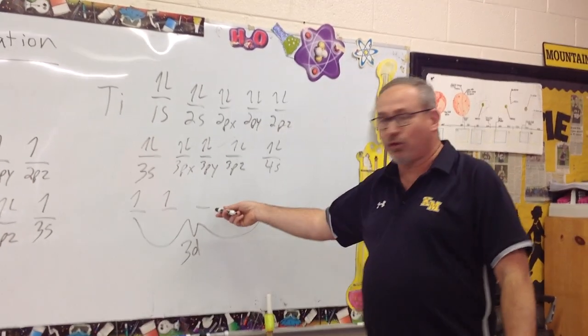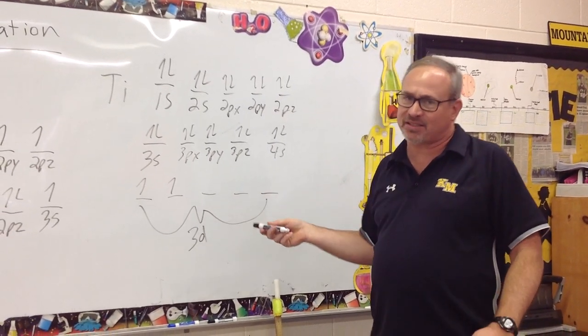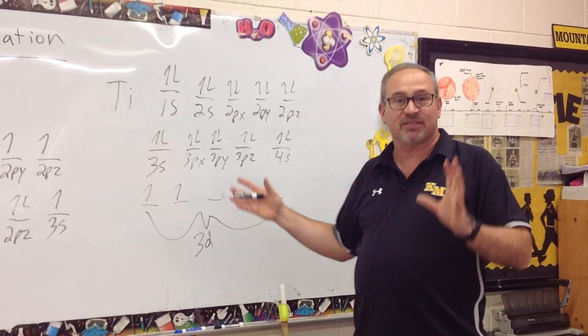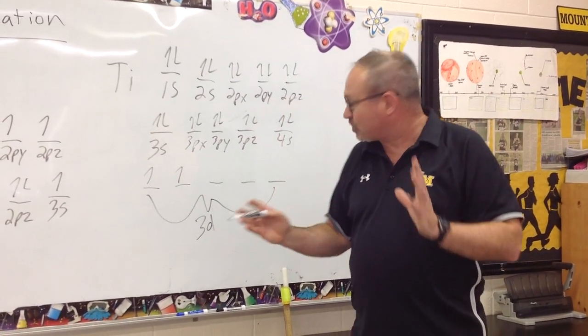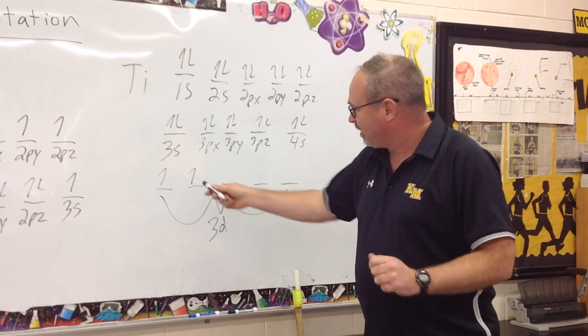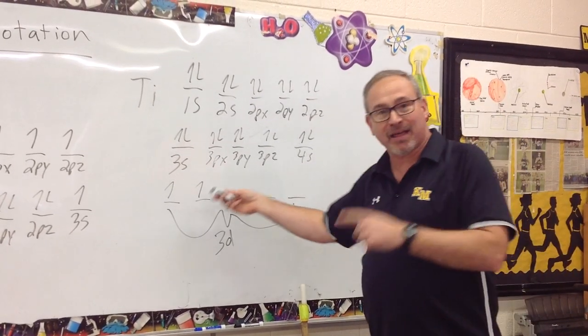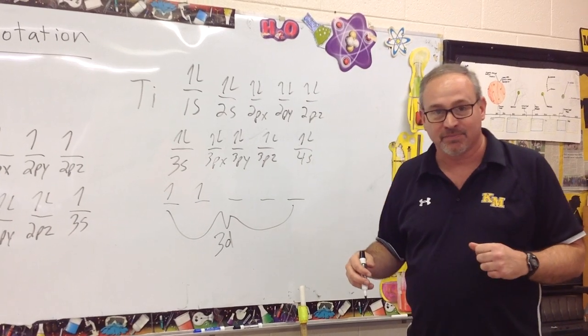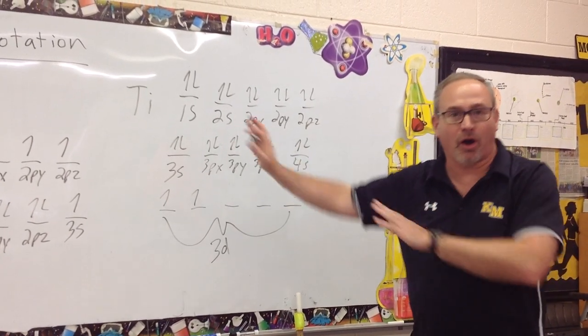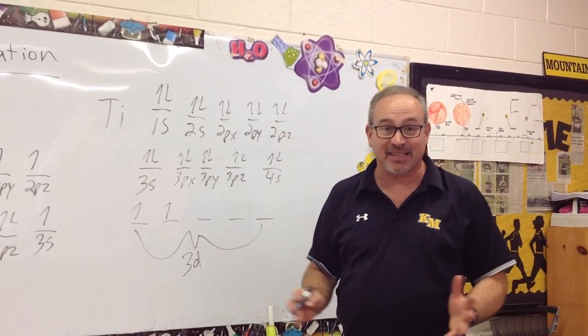Hopefully that makes sense, but you have to draw these blank boxes, or these blanks, to make sure that it shows the possibility of that electron being in any of these orbitals. So you're actually showing mathematical possibility by drawing those blanks. That was the hard way. Now I'm going to show you the easy way.